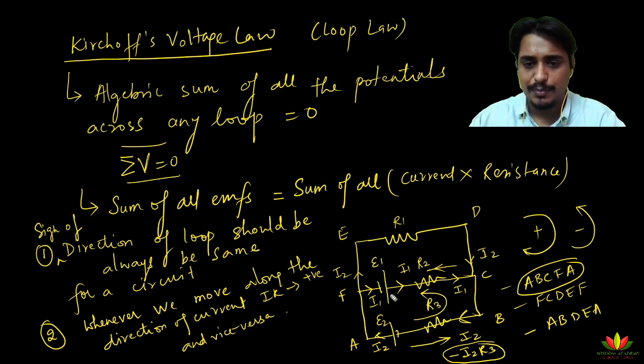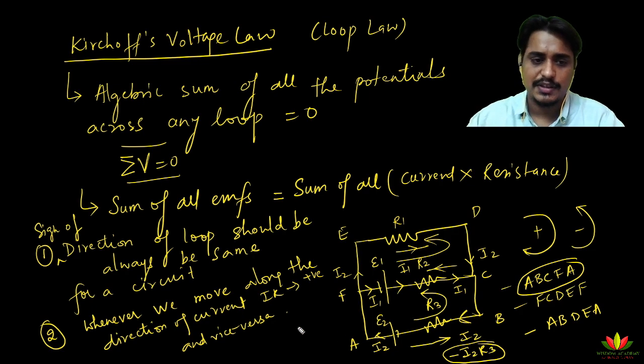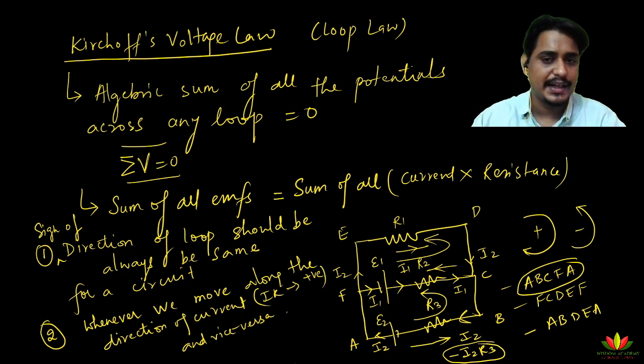We will take an example for the positive also. For example, if I take F, C, D, E, F, now when I consider this R2, then I1 into R2 will be positive because our direction of movement is the same as the direction of current. You will understand what is positive and what is negative when I start solving the question. So remember, if you are moving along the direction of current, then IR will be positive, and if you are moving against the direction of current, it will be negative. This is the second rule.